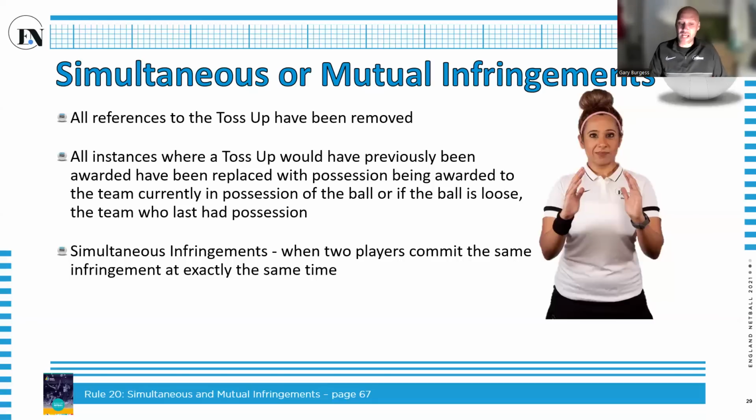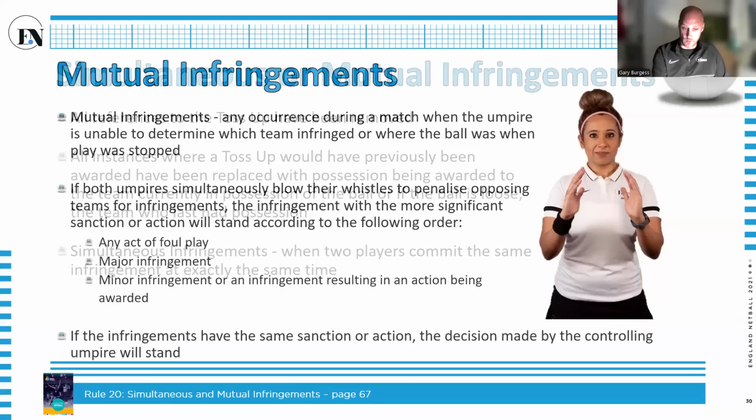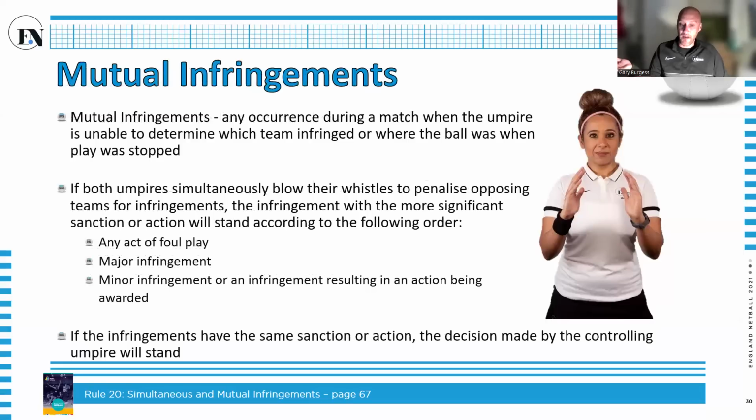Okay. Now, a simultaneous infringement is when two players commit the same infringement at exactly the same time. Okay. Now, mutual infringements are any occurrence during a match when the umpire is unable to determine which team infringed or where the ball was when play was stopped. Now, within mutual infringements, if both umpires simultaneously blow their whistle to penalise opposing teams for infringements, the infringement with a more significant sanction or action will stand according to the following order.